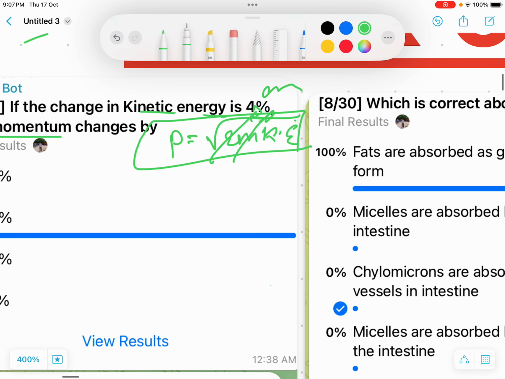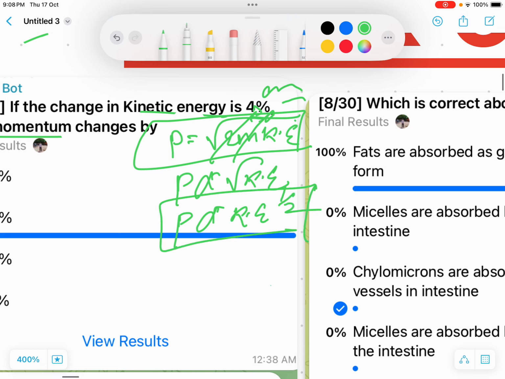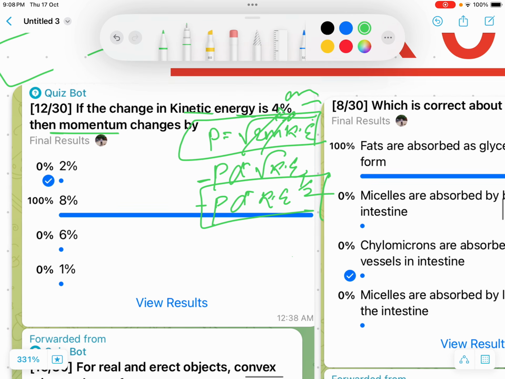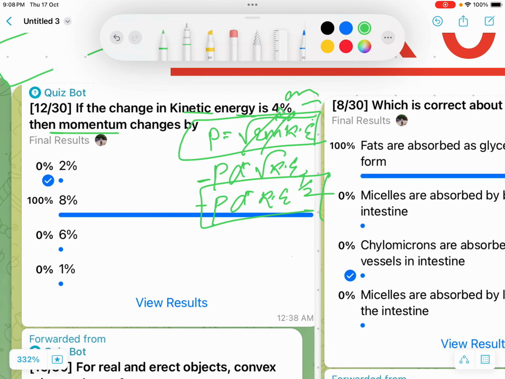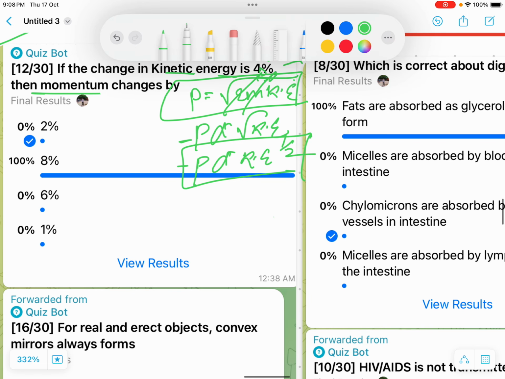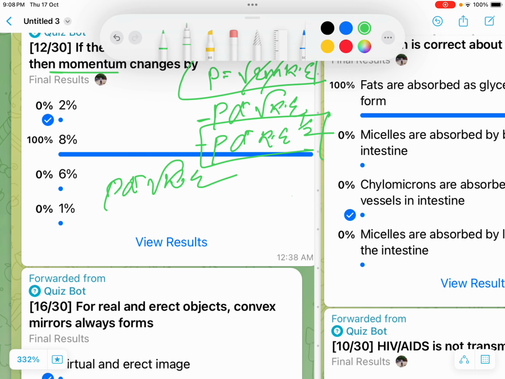So what is the proportionality? 2 is a constant. Mass is also constant. So what relation do we get? P is directly proportional to root under kinetic energy. This means P is directly proportional to kinetic energy to the power 1 by 2. Is this the same thing? Obviously, this is a very basic thing. So the question is, if the change in kinetic energy is 4%, the momentum changes by? What relation do we get? P is directly proportional to root under kinetic energy.